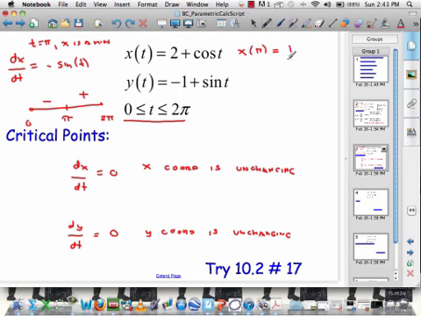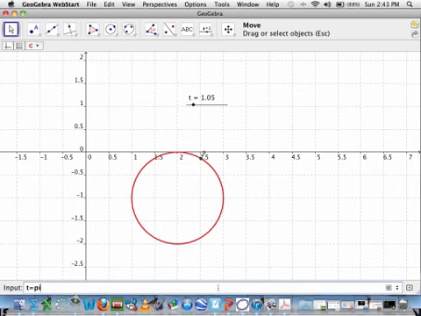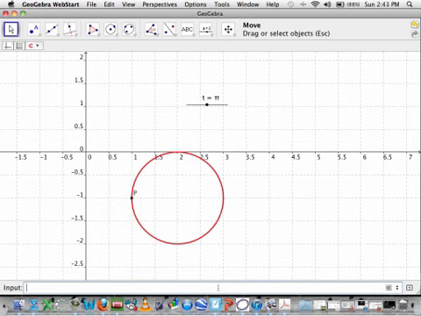So let's take a look and see if that's the case or not. If I type in t equals pi, look where it puts point P. Okay, it puts point P at the farthest left that circle gets. That's the minimum x value on this curve, and it is indeed 1. Okay, so far that's nice. It's matching what I expect.